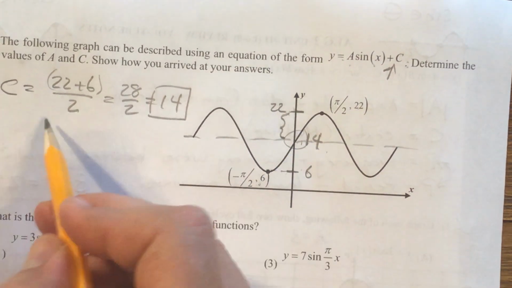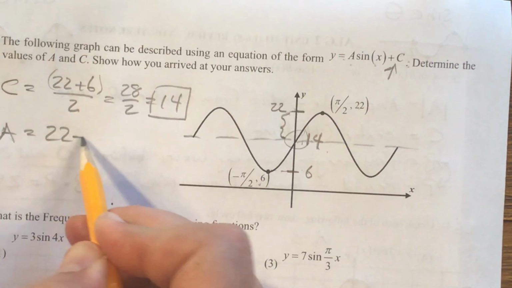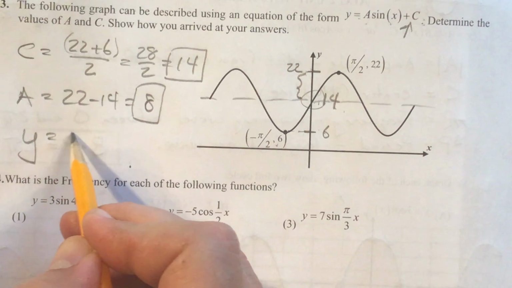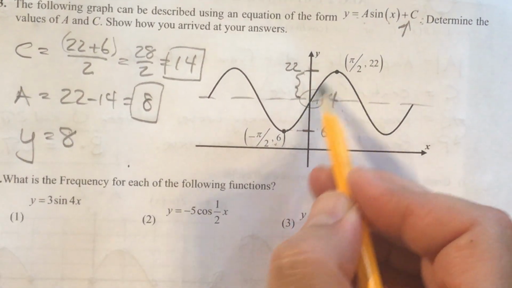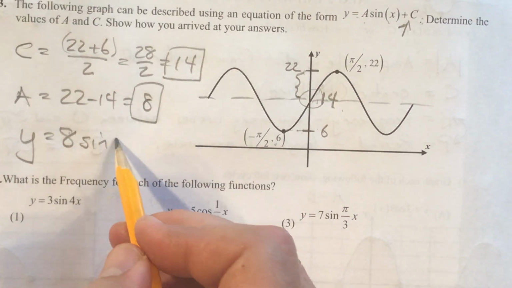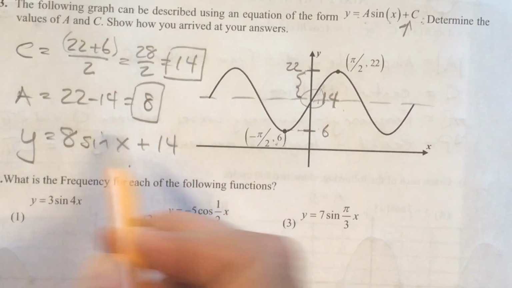So just subtract. The amplitude is 22, take away 14, which is 8. There's your amplitude. So we're done. Amplitude is 8. It's a positive 8, by the way. It's going up first. It's a sine wave. And the center is 14. Done.